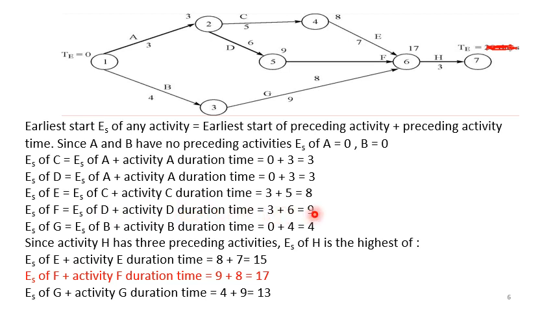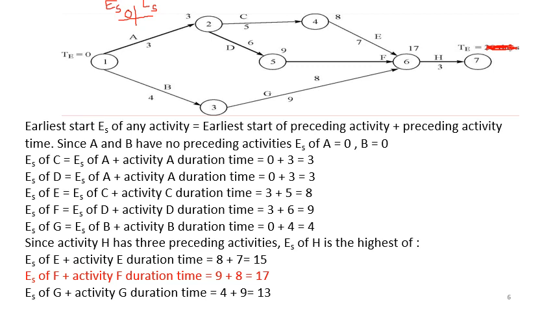So we will now calculate the earliest start for each of these activities. I will show you a sample calculation here. I'll indicate all the earliest start times on top of the arrows. This is the earliest start and this is the latest start. We are now discussing only the earliest start. The earliest start of A is 0. We have already found it is 0 because it's the initial activity.